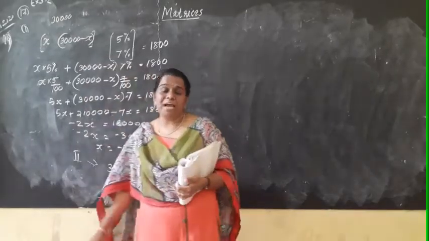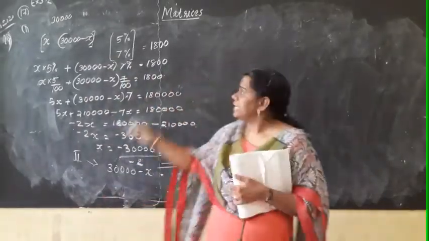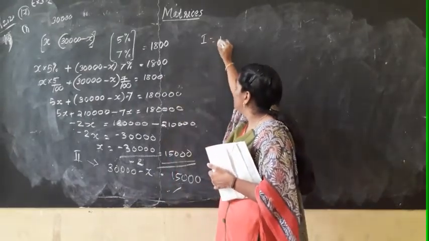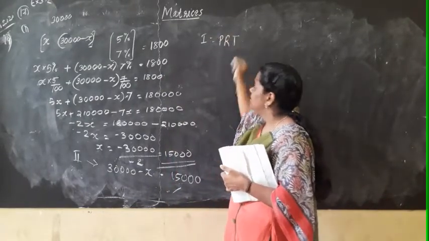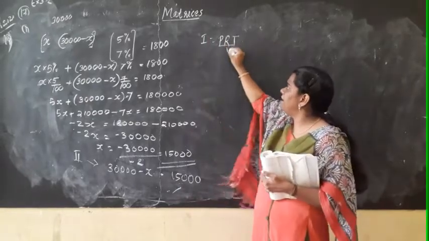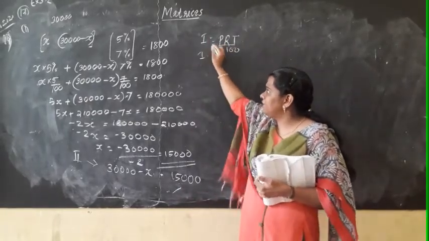We know the formula. How to find interest? Interest I is equal to PRT by 100. You study like this. What is the interest here?